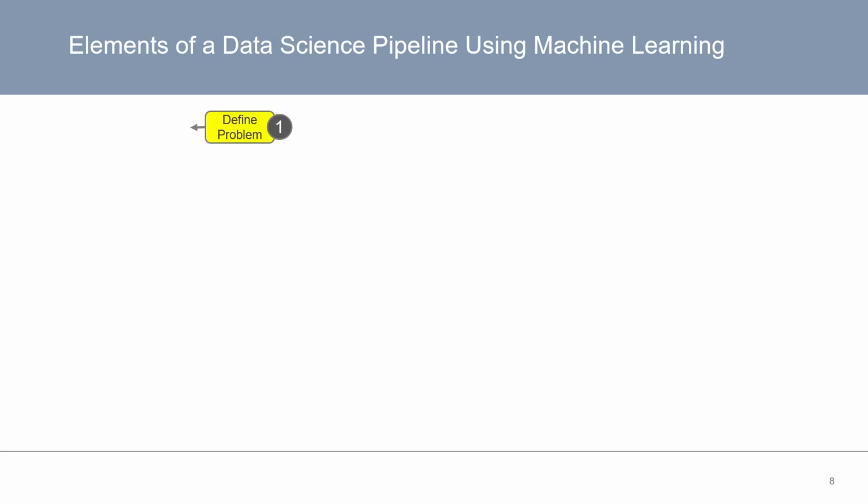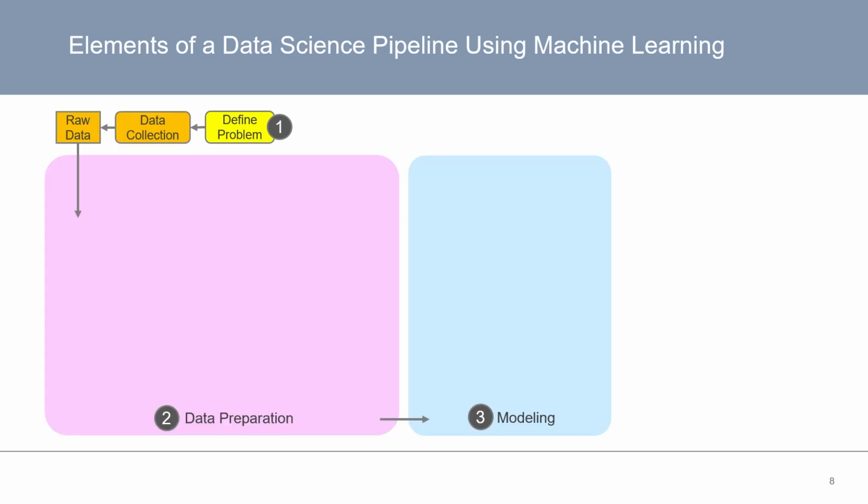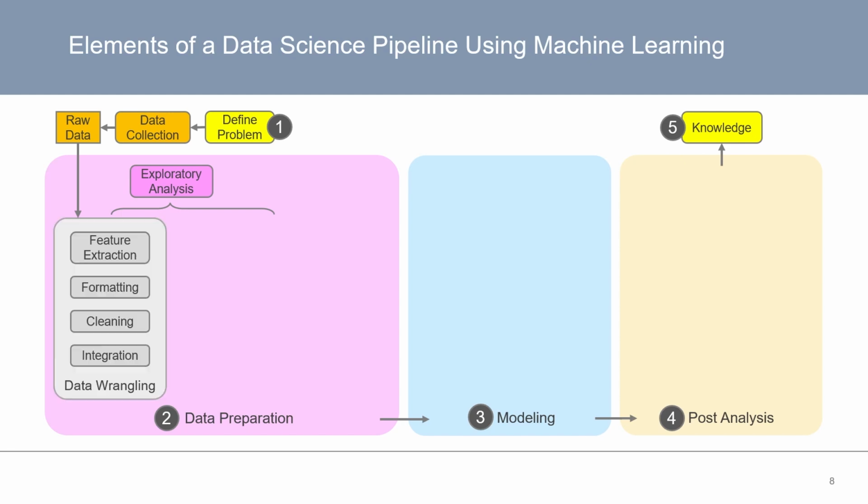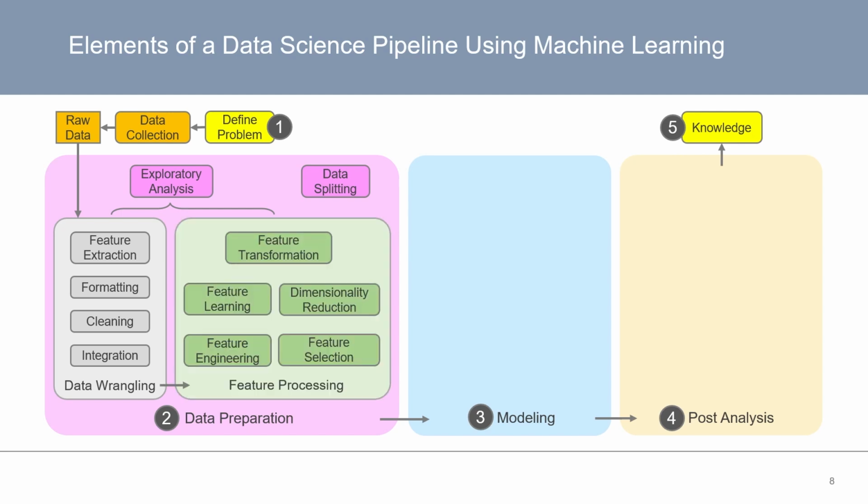Typically, we start by defining a problem or task. We collect data, and then move on to data preparation. This is followed by modeling and a number of post-analysis steps, ultimately seeking to yield useful knowledge. Looking closer at data preparation, this typically includes an exploratory analysis, a variety of data wrangling elements, including feature extraction, data formatting, data cleaning, and data integration. Also, some form of data splitting is essential to the downstream evaluation of our models. And feature processing can help us prepare the data in a way that downstream modeling can be more successful.